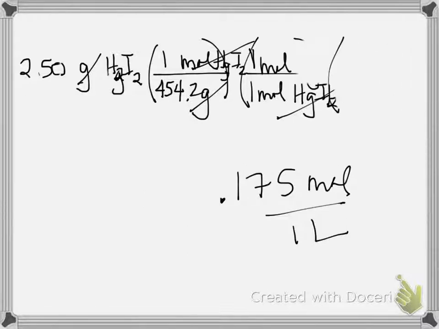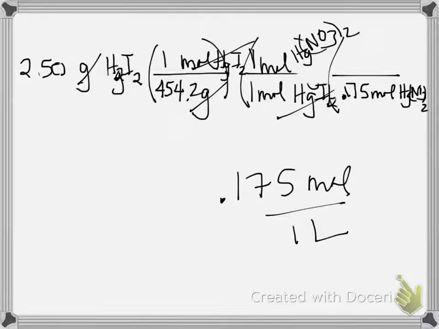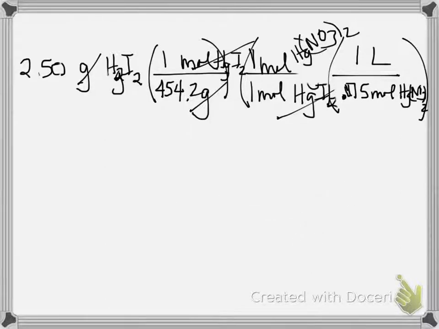I'm running out of room. I've already written that, and you've probably already written it down, so it's good. Let me write it down again. Hg(NO3)2. So for every 0.175 moles of the mercury 2 nitrate, there's 1 liter of solution. That's our molarity, the new conversion factor we're using. Now we've converted from moles of mercury 2 nitrate to liters of mercury 2 nitrate.